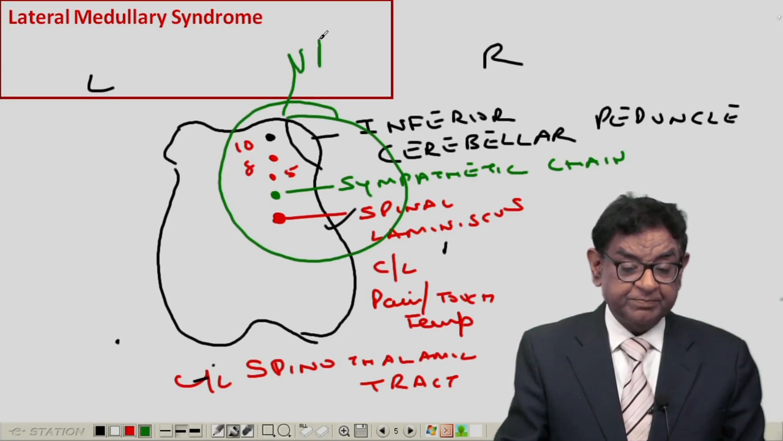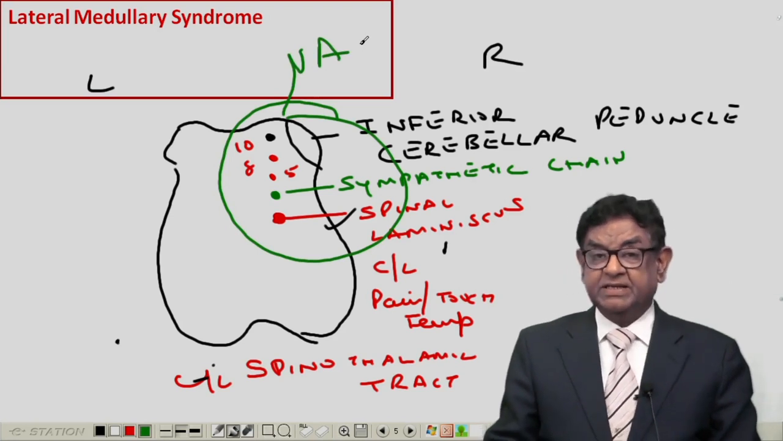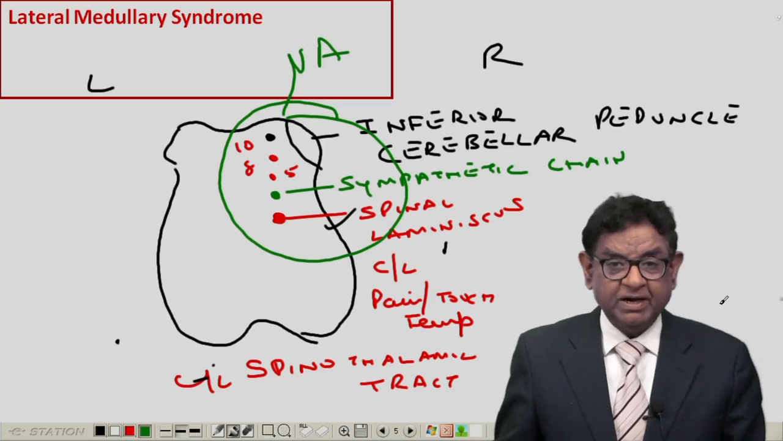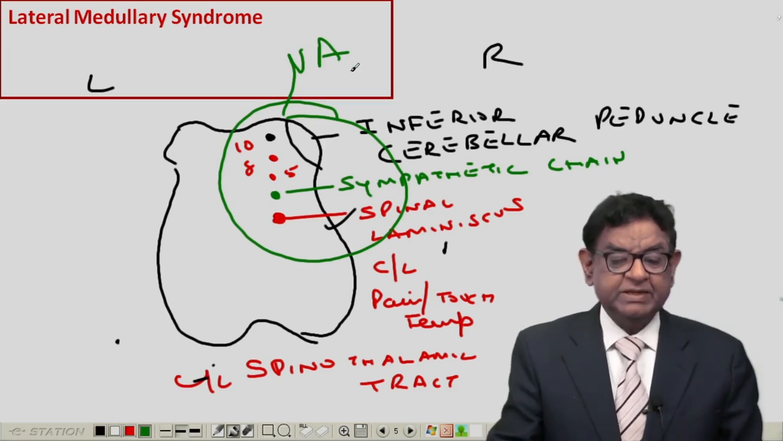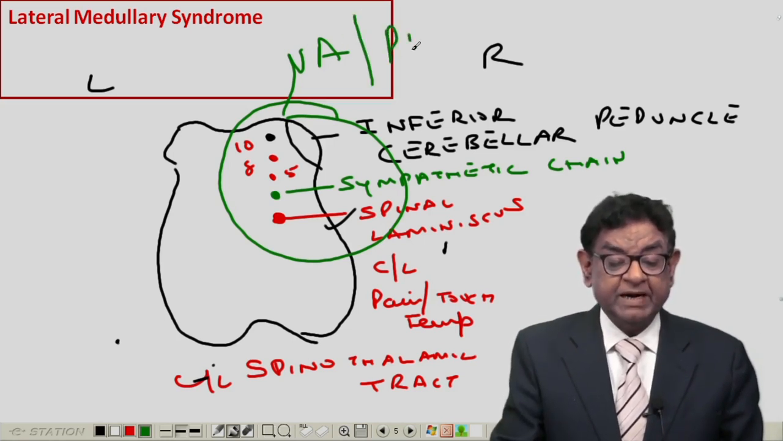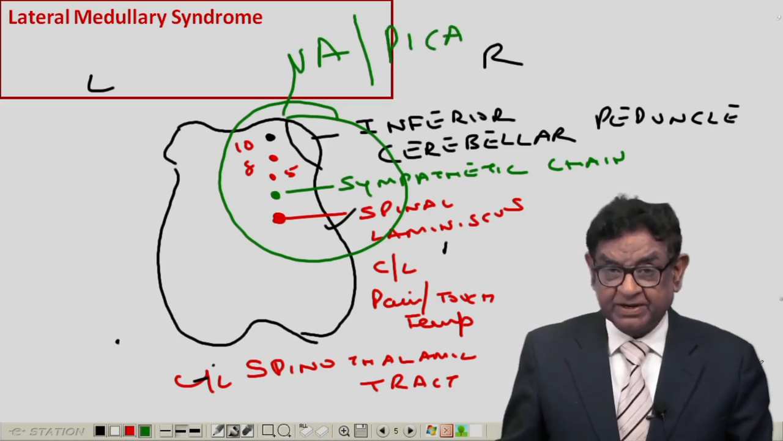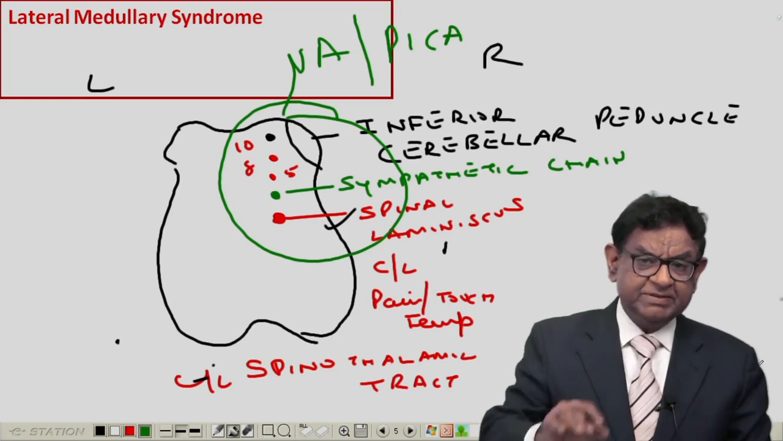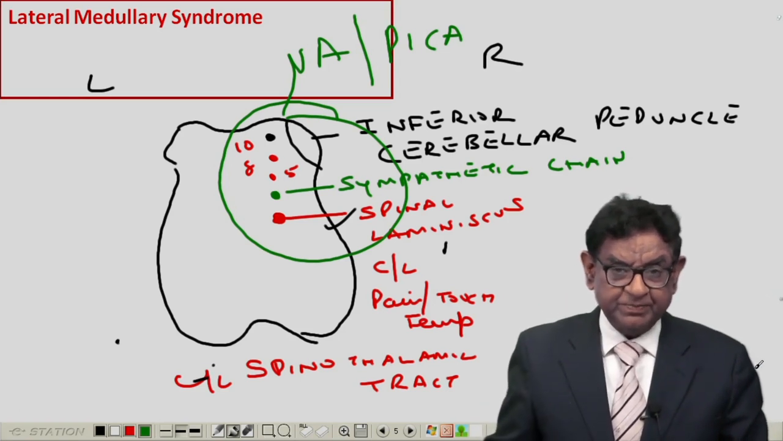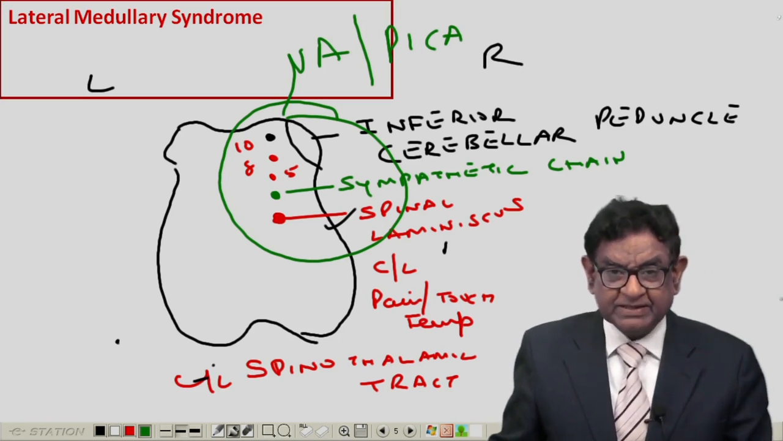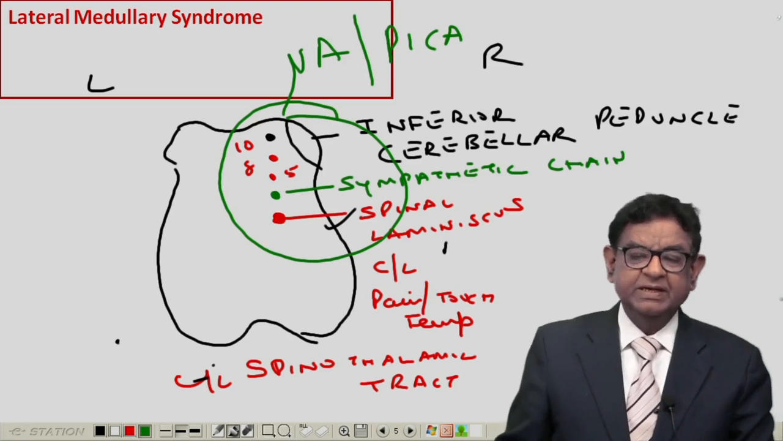Now this part of the brain is supplied by the vertebral artery. But again, there is some confusion. Some of the books write vertebral artery, but some write that this is supplied by PICA. I hope you remember PICA is posterior inferior cerebellar artery, but PICA itself is a branch of the vertebral artery. So again, I don't want any confusion to be there. You should now be aware this can be supplied by both, right?